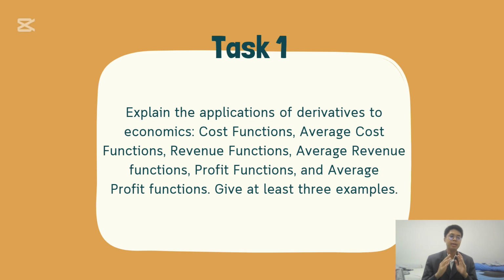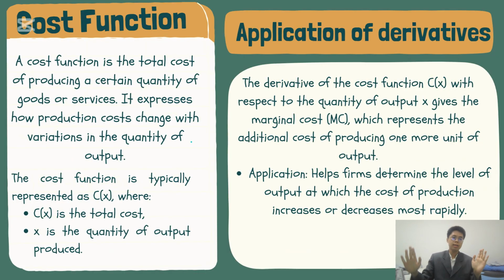So first, I will explain the cost function. The cost function is the total cost of producing a certain quantity of goods or service. It expresses how production cost changes with variation in the quantity of output. The cost function is usually represented as C(x), where C(x) is the total cost and x is the quantity of output being produced.